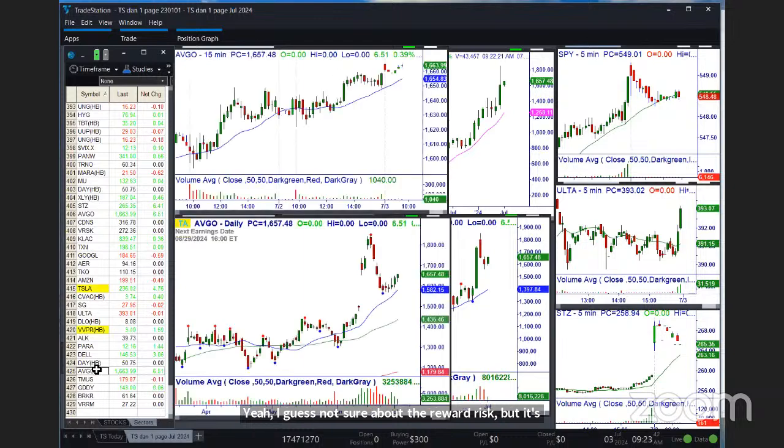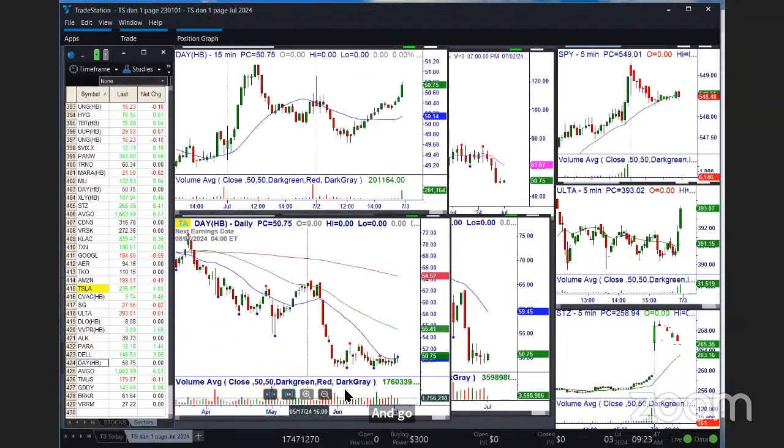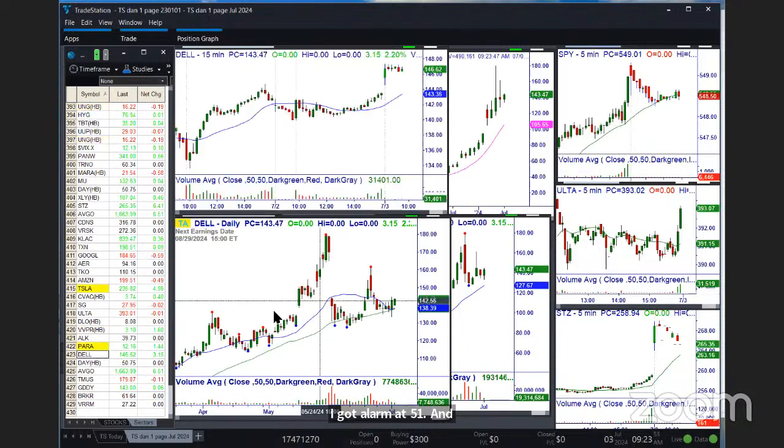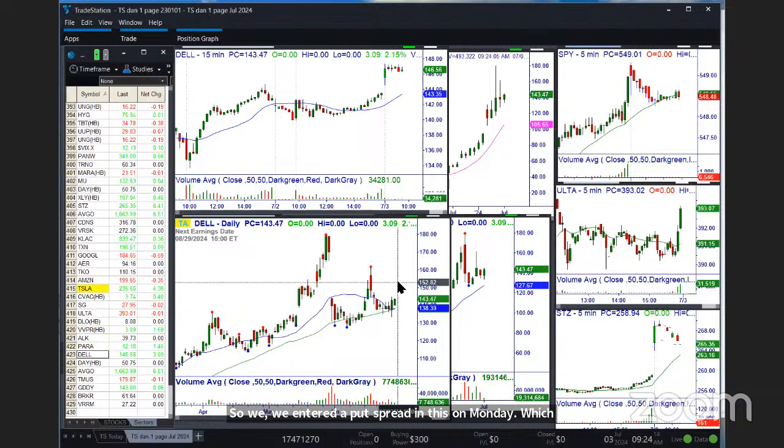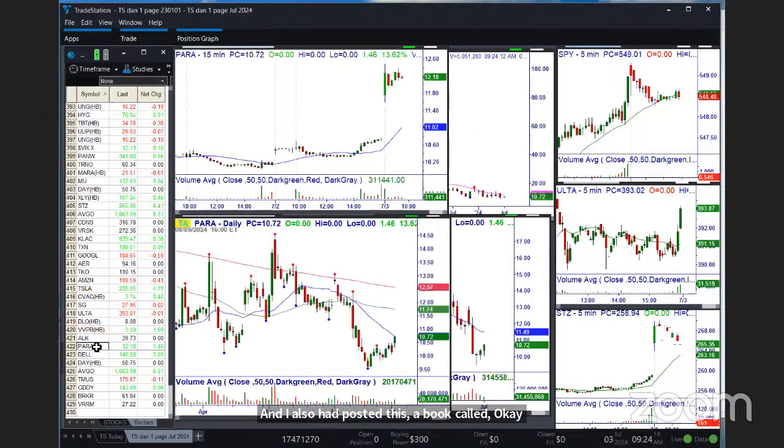Semis had a great day. AVGO here, buy setup looks higher. DAY, potential bounce in a downtrend. I got an alarm at 51. Dell, big old W bottom with a 1-2-3 reversal. So we entered a put spread in this on Monday, which was going to be nice on this gap up. And I also had posted this as a bull call debit spread, but I think the gap up's going to mess it up.